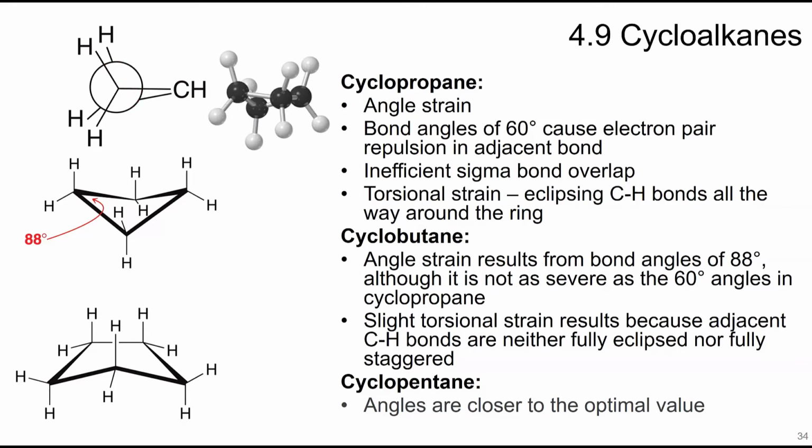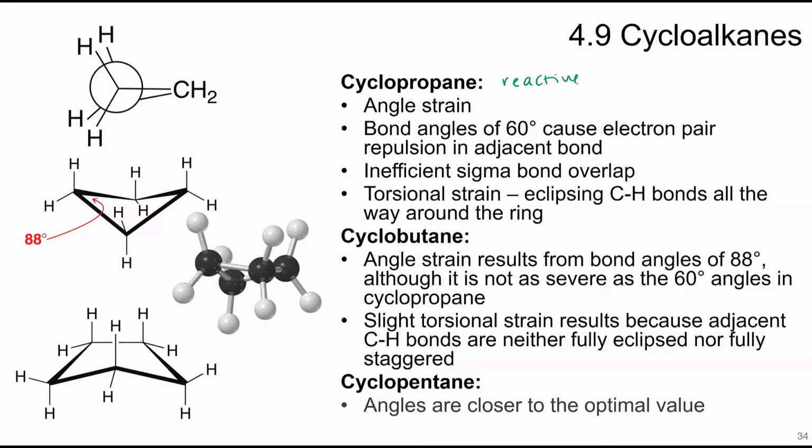There's a lot of angle strain, as you saw with the 60-degree angles. There's electron pair repulsion between hydrogens and carbons. There's not very good sigma bond overlap, and there is a lot of torsional strain due to the eclipsing hydrogen bonds and the eclipsing carbon bonds. And that's something that we see all the way around the ring. Cyclopropane tends to be very reactive because of this, but it is an interesting phenomenon that you can have this carbon atom with these tight bond angles that does exist.